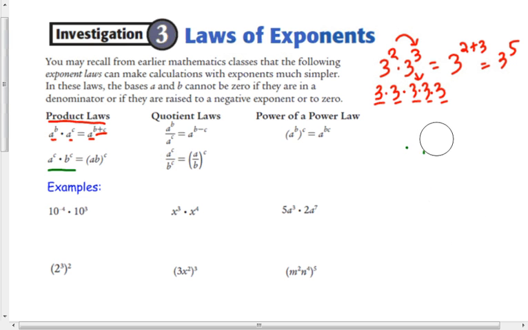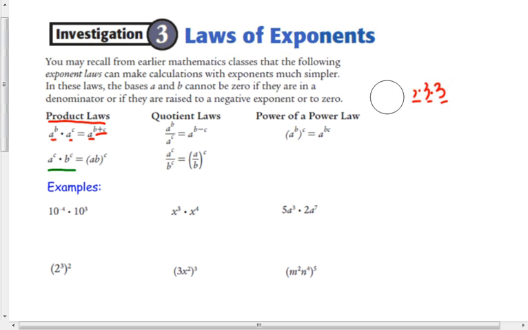I'm going to need a little more room here to show these other ones. Quotient laws. Notice here we subtract the exponents when we have the same base. That makes sense because when we were multiplying over here, we added them, and division is really the opposite of multiplication, so it makes sense that we subtract, but I'll give you an example here.